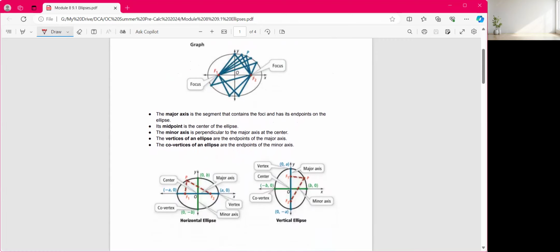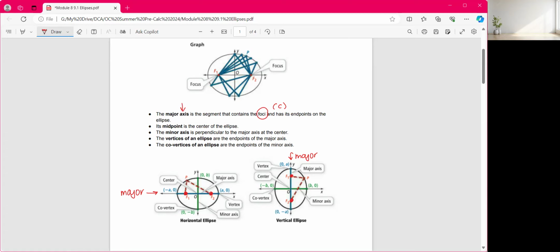So when we look at ellipses, and we can have horizontal ellipses and vertical ellipses, here is your major axis for a horizontal ellipse, and here is your major axis for a vertical ellipse. And that major axis has your foci, and we use the variable c to talk about foci. So you can see here's a focus, and here's a focus, and they're always on the major axis.